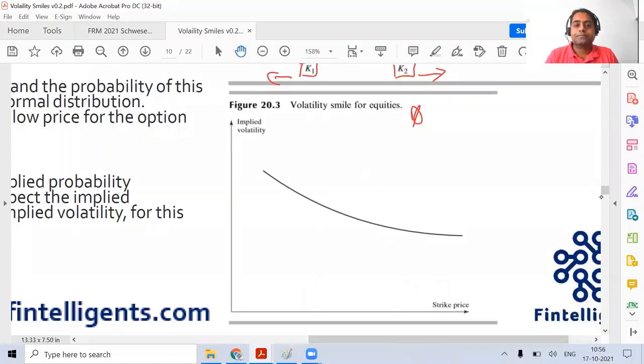All good? Because only on the right and left hand side, we see the implied distribution is heavier in terms of the probability as compared to the log normal distribution. And hence we see the jump or implied volatility being very high on the left hand side as compared to right hand side.